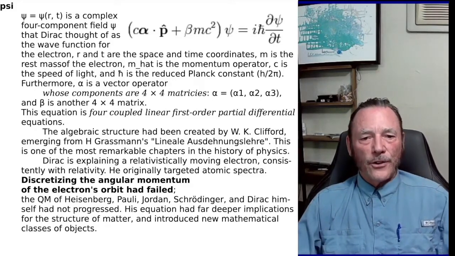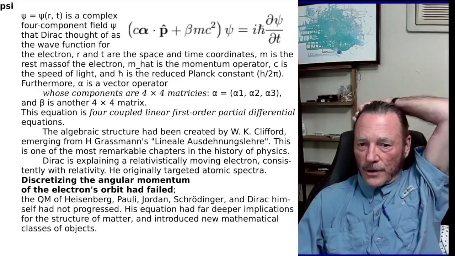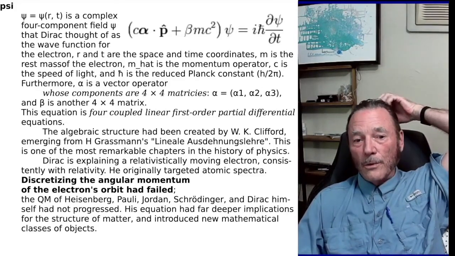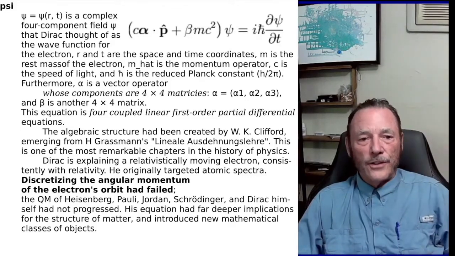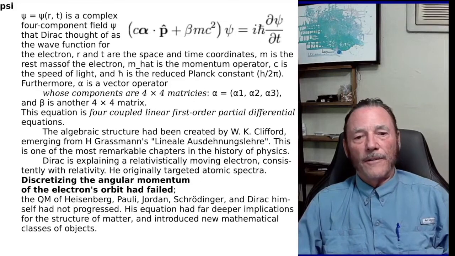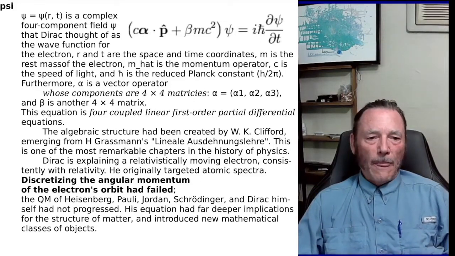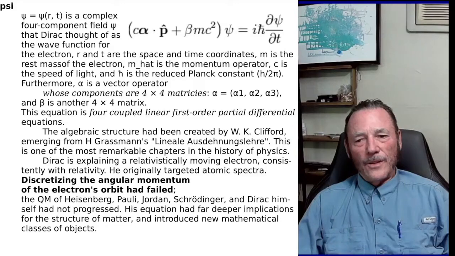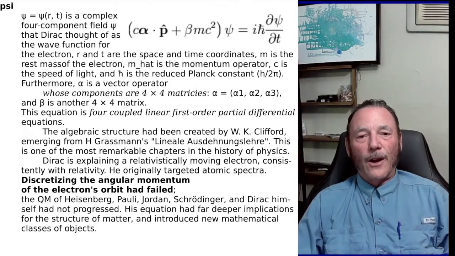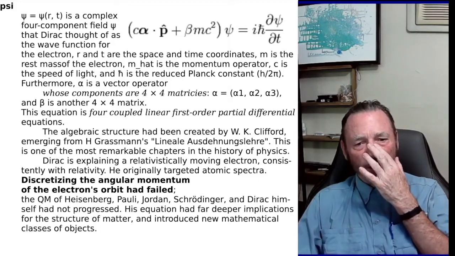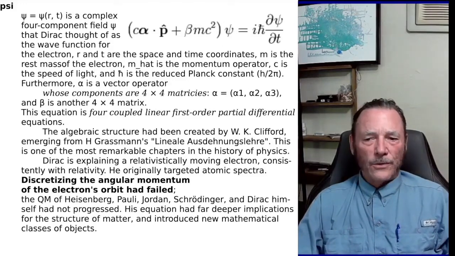The algebraic structure had been created by Clifford, emerging from Grassmann's Die lineale Ausdehnungslehre, a legendary book. This is one of the most remarkable chapters in the history of physics. That's absolutely true. Dirac got this from Grassmann. That was a century before Dirac. Not quite, but almost. Clifford lived in the 1870s. Die lineale Ausdehnungslehre was published in 1844.